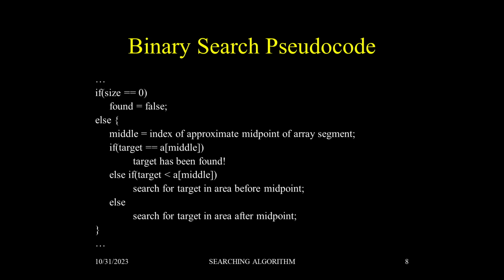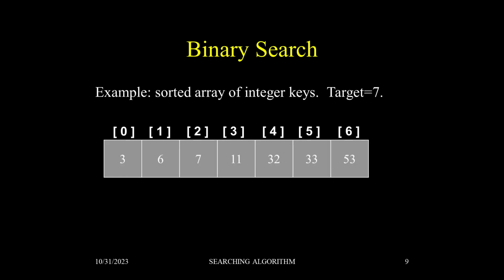Then in the binary search pseudocode we put it like this: if size is equal to 0, found is false, else middle is equal to the index of the approximate midpoint of the array segment. If target is equal to the middle, then the target has been found, else continue. This is the simple technique we are using. Now, let me explain practically with an example.